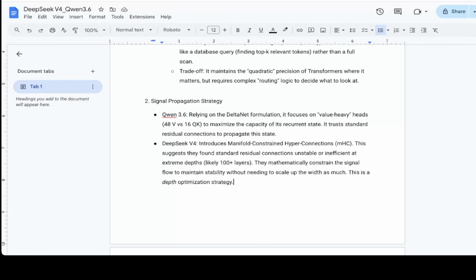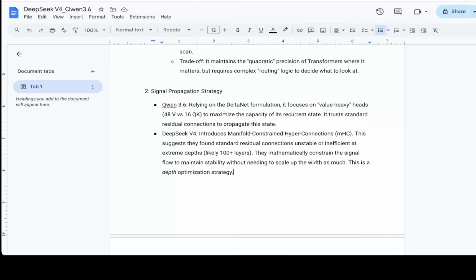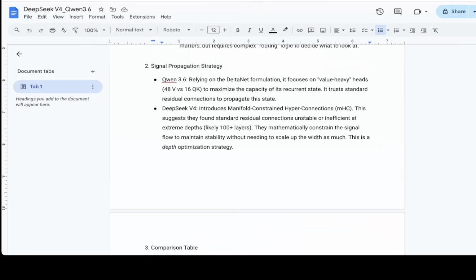So basically there's an algorithm when they propagate through different layers. This is a depth optimization strategy. That's what DeepSeek V4 uses while the information propagates across layers. So then you can see that the DeepSeek V4 MHC approach seems to be superior.